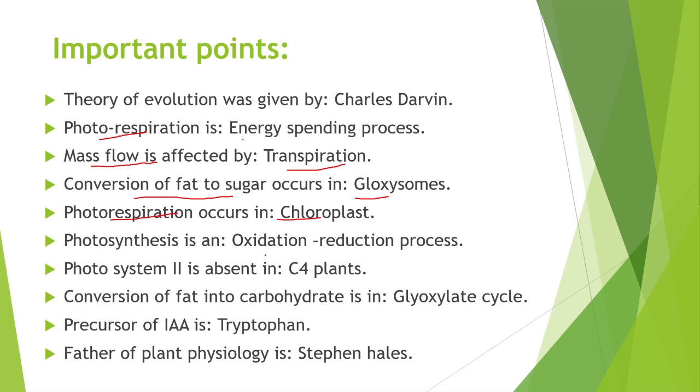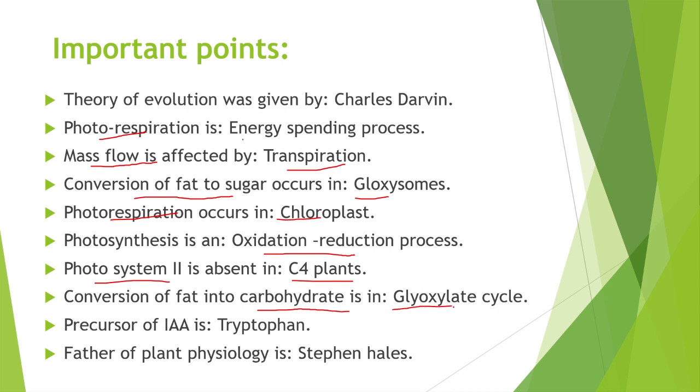Next point is photosynthesis is an oxidation reduction process where water is oxidized and carbon dioxide is reduced. Next point is the photosystem second is absent in C4 plants. Examples of C4 plants are sorghum, sugarcane and maize. The conversion of fat into carbohydrate occurs in glyoxylate cycle.